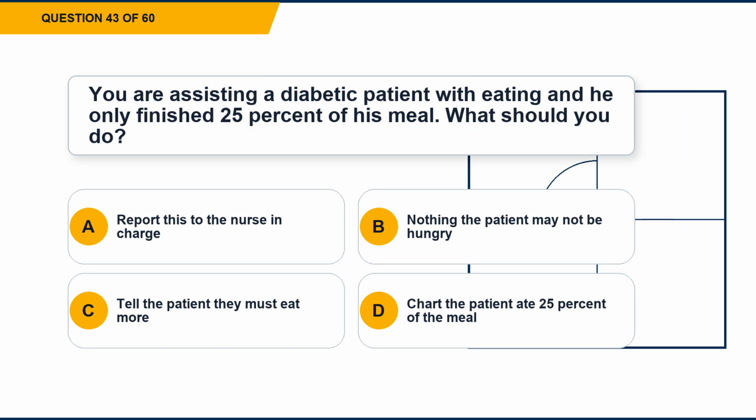Question 43. You are assisting a diabetic patient with eating and he only finished 25% of his meal. What should you do? Option A. Report this to the nurse in charge. Option B. Nothing, the patient may not be hungry. Option C. Tell the patient they must eat more. Option D. Chart the patient ate 25% of the meal.